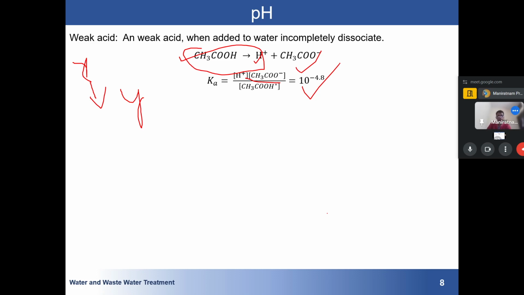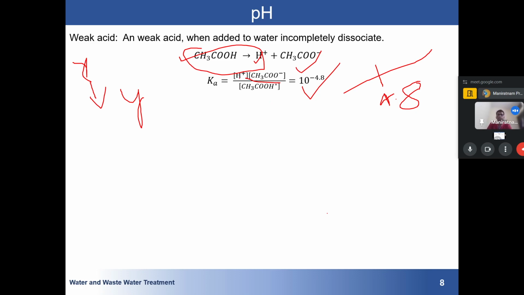This is 10 to power minus 4.8. So what does this pKa mean? Now this pK means that, suppose this is your pH range and this is the boundary of 4.8. So what will happen is that below this pH, imagine pH is 4.